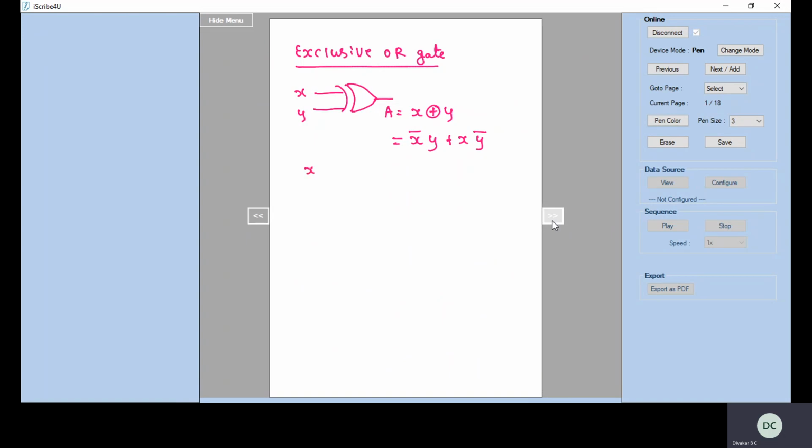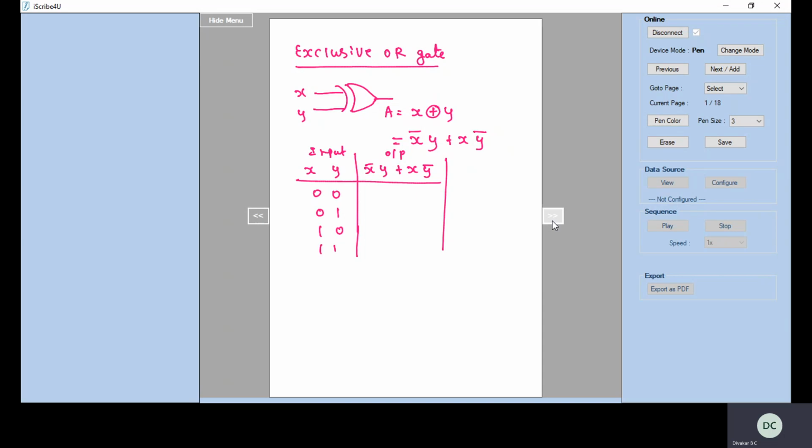So let us construct the truth table. x, y are the inputs. The output is x bar y plus x y bar. This is the output, the input: 0 0, 0 1, 1 0, 1 1. So now substitute the values. If we take x equal to 0, y equal to 0.